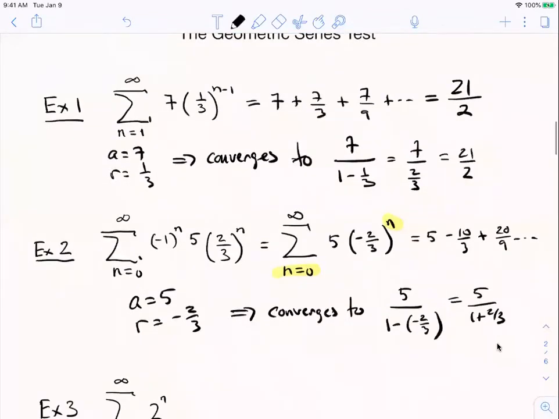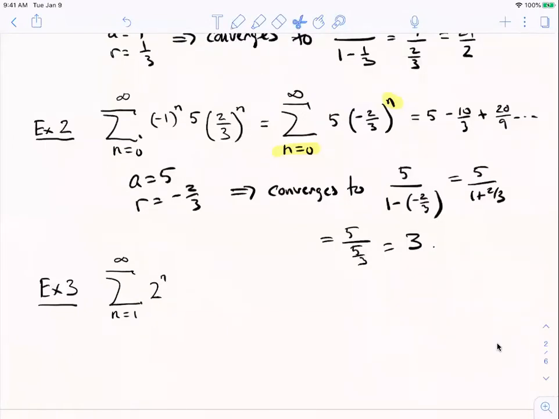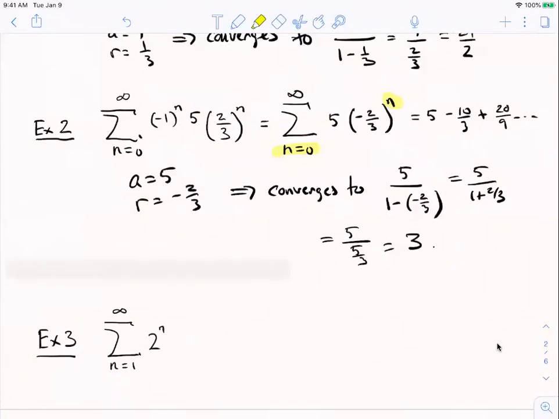And should I squeeze it in here? That's 5. 1 plus 2/3 is 5/3. So in this case, we end up getting, look at that, it's 3. So that series converges to 3. Okay. Sorry about the messiness here. Maybe if I just try to move that down a little bit, it'll look a little better.